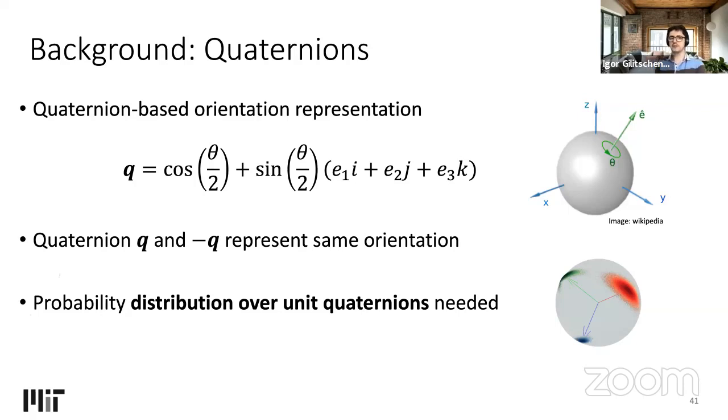The one thing that is important here is, if we want to use quaternions and to model uncertainties over quaternions, we ideally would like to have a probability distribution that accounts for the fact that the quaternion Q and minus Q represent the same orientation. So the idea that we had was combining neural network-based orientation prediction with a probability distribution that does exactly that.